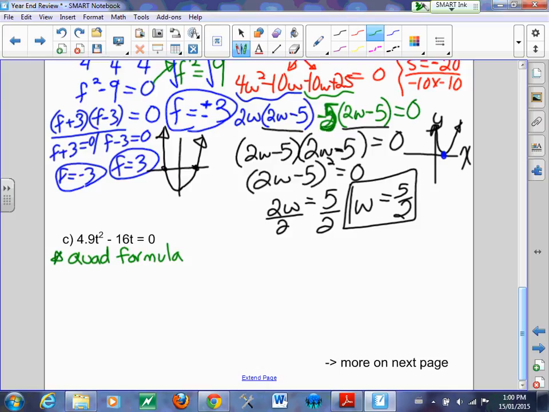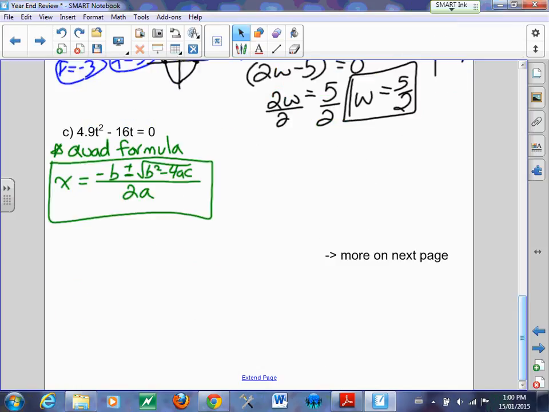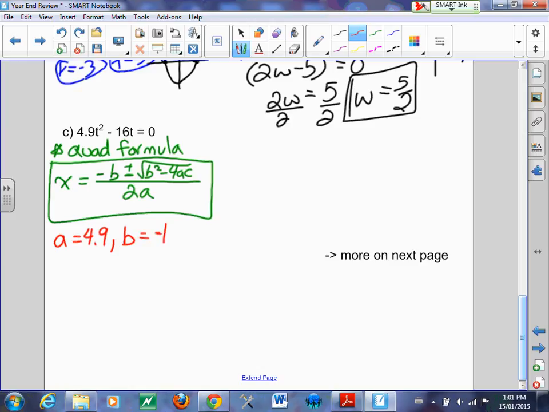For the quadratic formula, it is x equals negative b plus or minus square root of b squared minus 4ac all over 2a. Now we're going to sub in the information we know, but we have to clarify what our values are. So A equals 4.9. B equals negative 16. But folks, be careful here. What does C equal? We don't see C. So if we don't see a value or a constant, that means C has to equal 0.